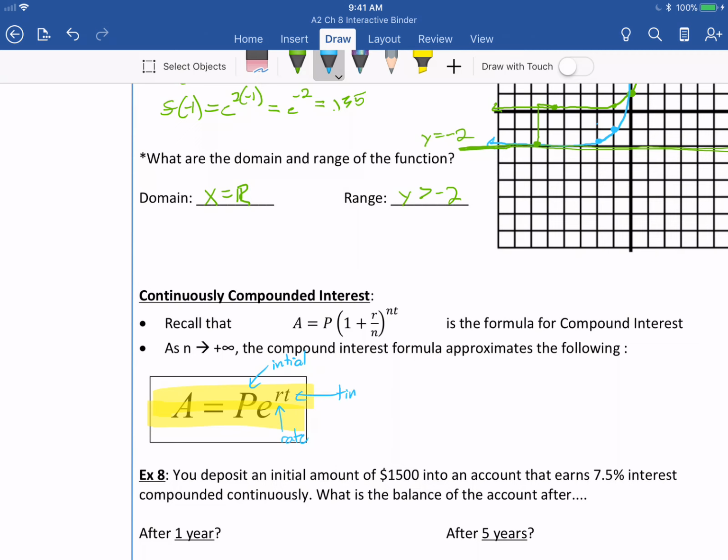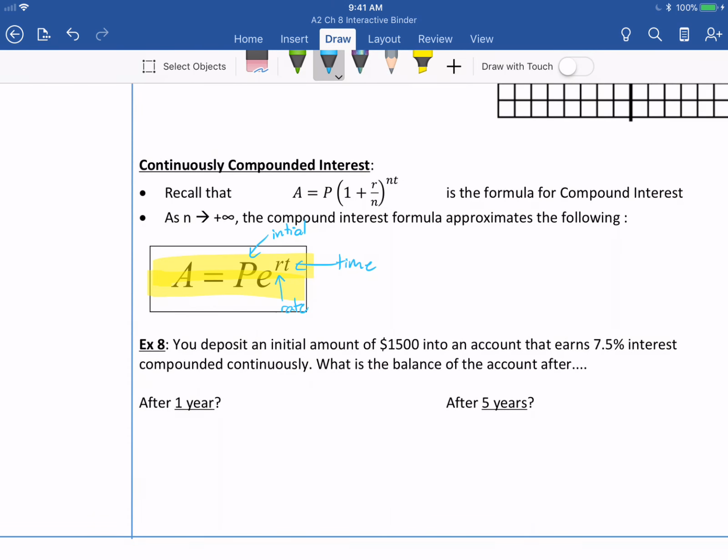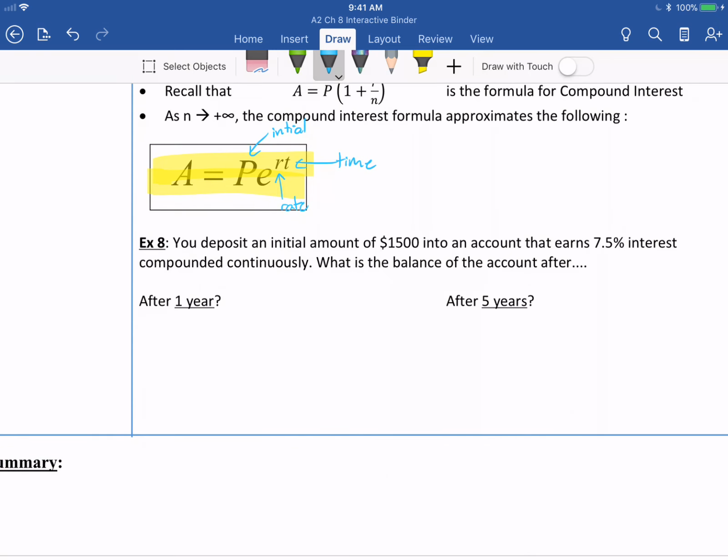All right, so we just have to go through here and actually plug these in and see what we get for compounding continuously. So this isn't compounded every year or daily or monthly. It's compounded continuously. All right, so here it goes. It says you deposit an initial amount of $1,500, which is my P in this case. That earns this percent interest, so I'm going to move the decimal twice, so 0.075 interest, that's my r, and how much is left after 1 year and 5 years.